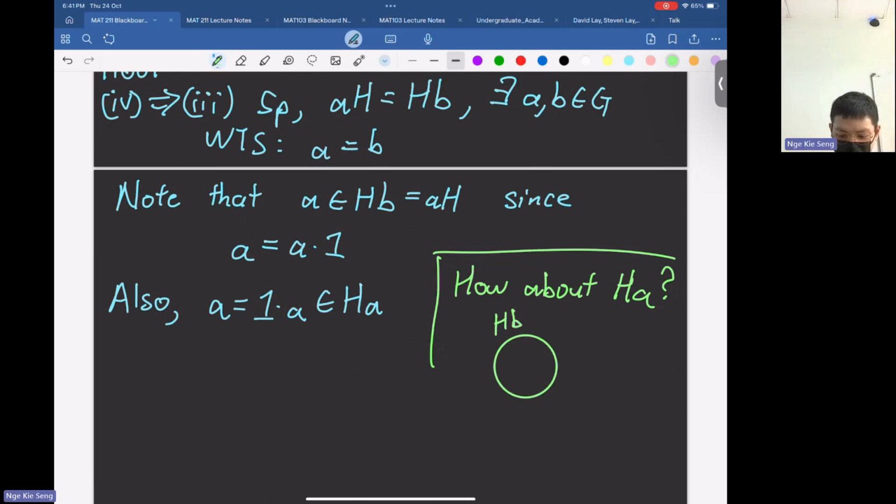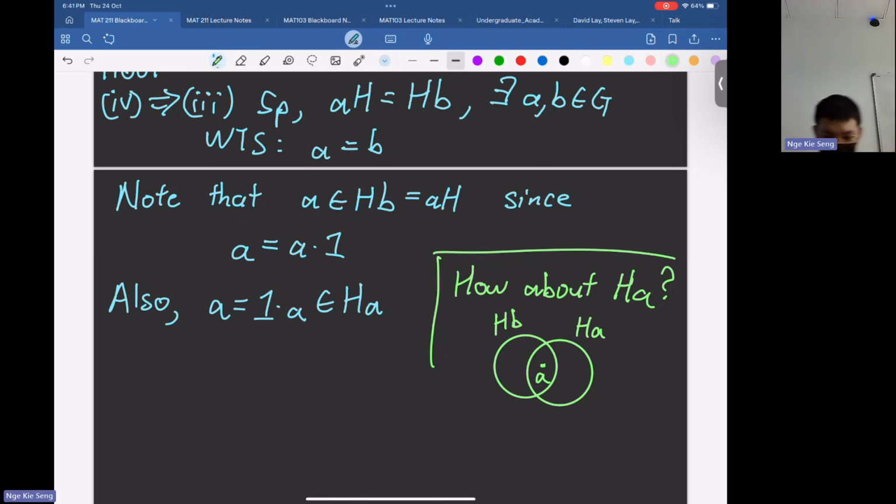Okay, let's think a bit. In HB you have A, and in HA you also have A. But what did we say? This right coset will partition your set. If they have non-trivial intersection, meaning what? They have to be the same. Yes, this is a general theory for partition: if two parts of a partition have non-trivial intersection, they must be the same.